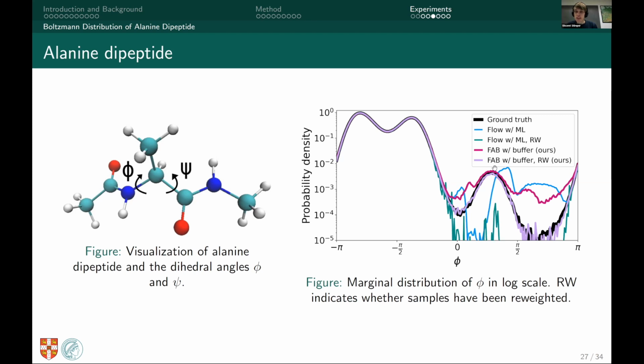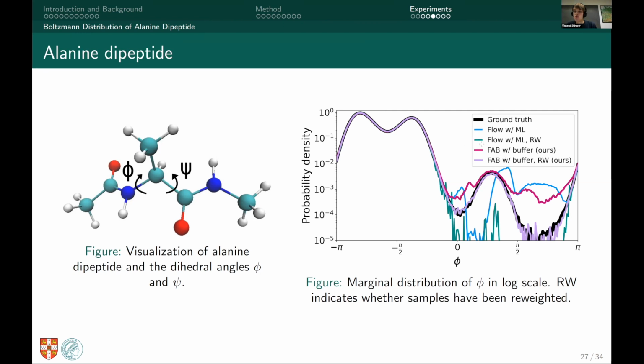And this mode is so dim that you couldn't even really see it if you plotted the probability density with a normal scale. But we want to highlight it here because this mode is actually challenging even to resolve for the flow, which is trained using molecular dynamics samples, which is the blue curve here.